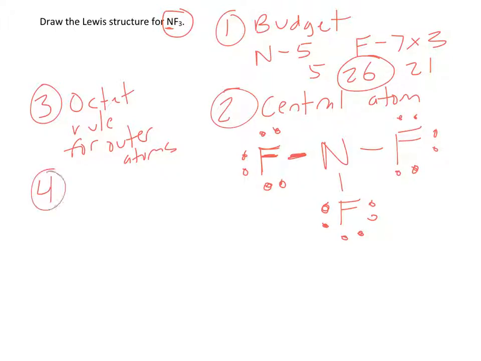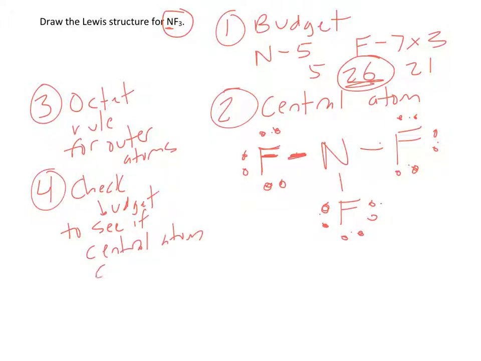Then we're going to check our budget and see where we're at. How many electrons have we drawn so far? Our budget was 26. At the moment, we've drawn 2, 4, 6, 8 on this, 2, 4, 6, 8, 2, 4, 6, 8. We've drawn 24.